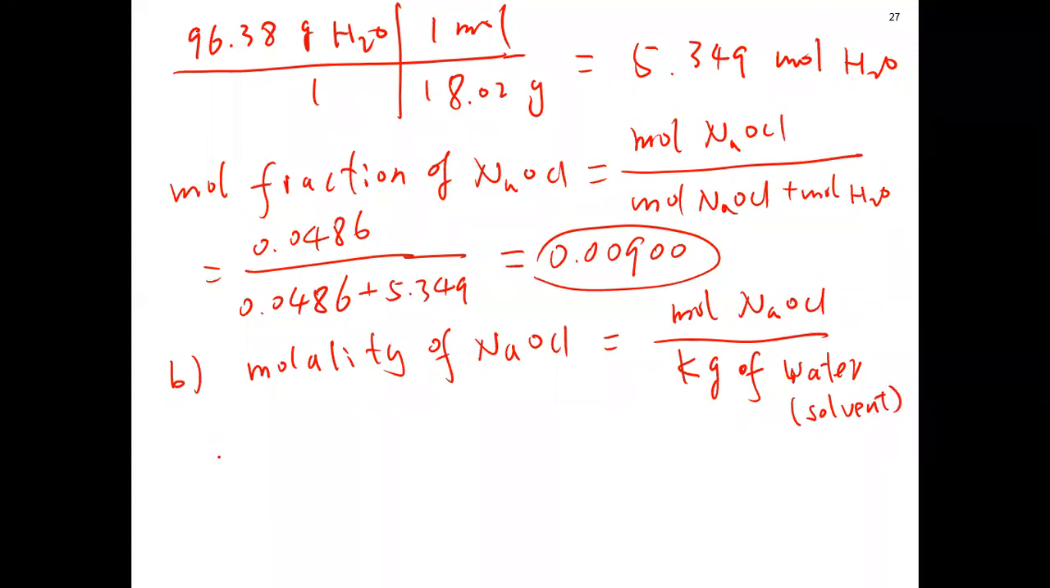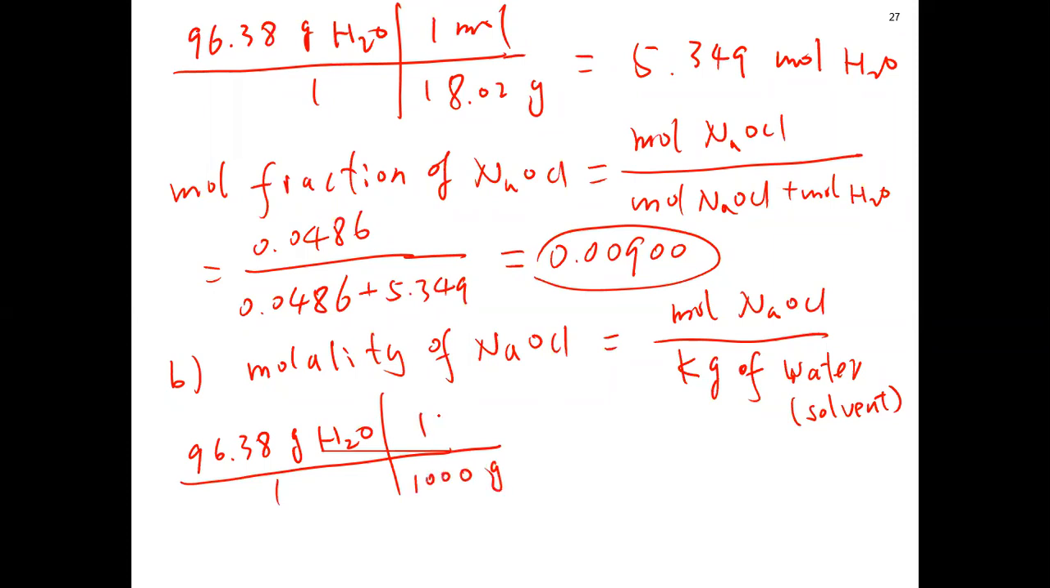All right, so you already found you have 96.38 grams of H2O. Let's do a conversion. So here we need kilograms. So you know how to convert from gram to kilogram. So I have 0.09638 kilogram. Okay.